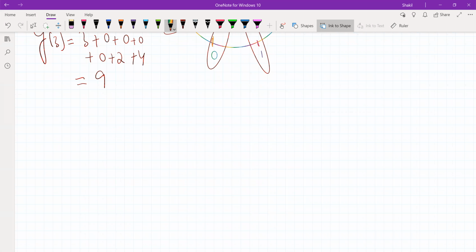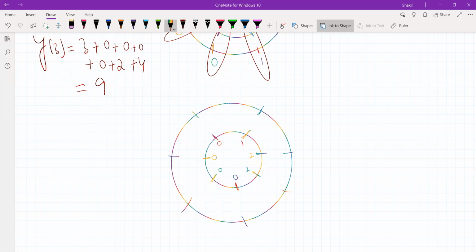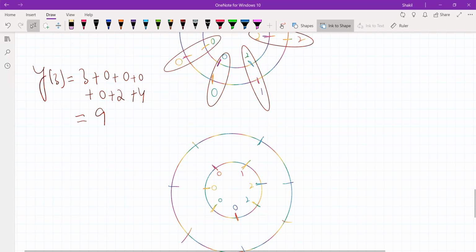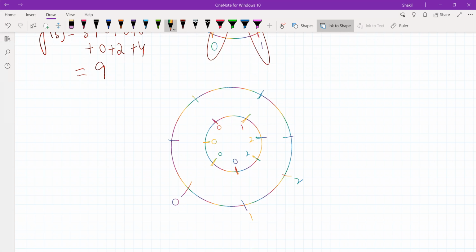So let me do one more. So this is my starting point, 2nd, 3rd, 5th, 6th, and 7th. 1, 2, 3, 4, 5, 6, 7th. So again, I'll keep the original sequence as it is. Then we'll give one more rotation to this. So this will now arrange to the 2nd zero. And this is 1, this is 2, this is 3, this is 0, 0.